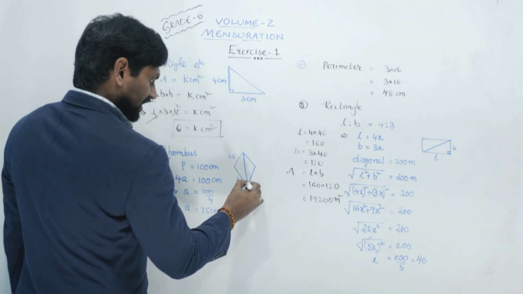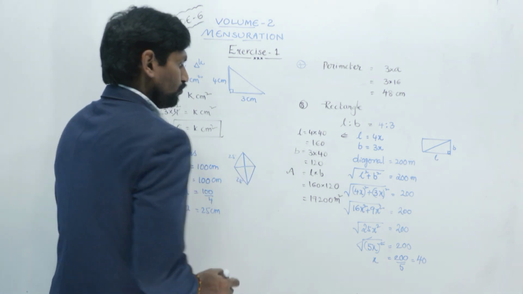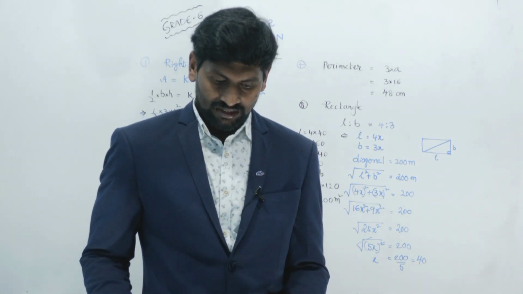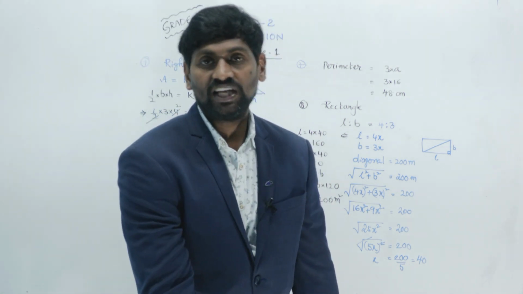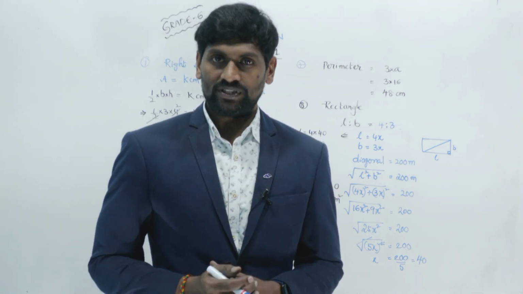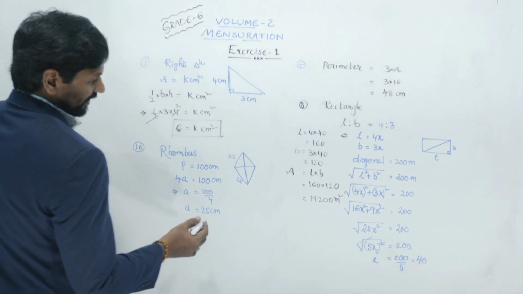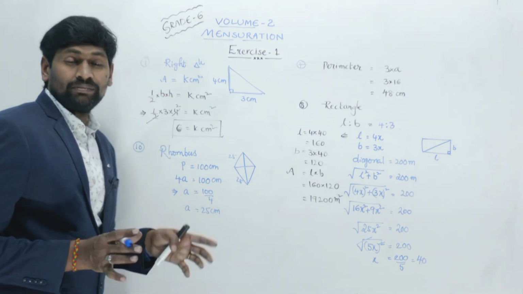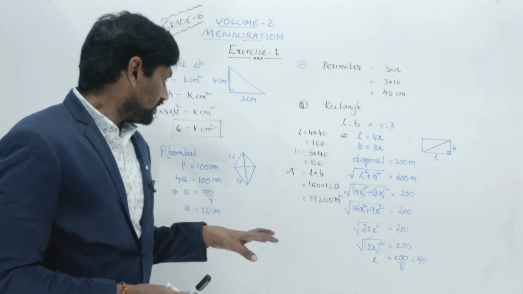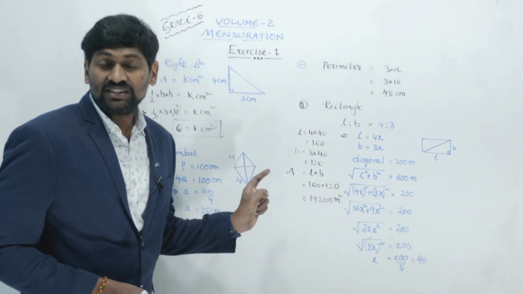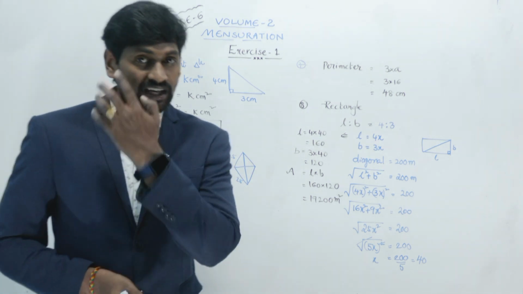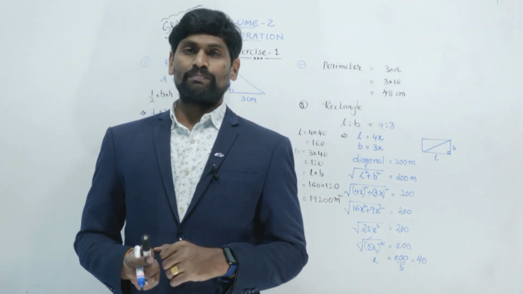And one of the diagonal values is given, that is 40 centimeters. One of the diagonals is 40 centimeters. Then we need to find the area of rhombus. Okay? Now 40 centimeters. Here you should remember the properties of a rhombus. Here properties are nothing but, in a rhombus the diagonals bisect perpendicularly. Diagonals are bisecting perpendicularly.